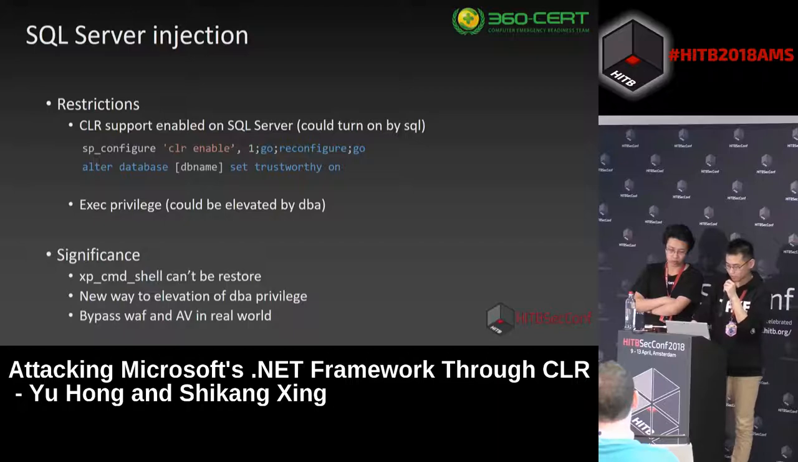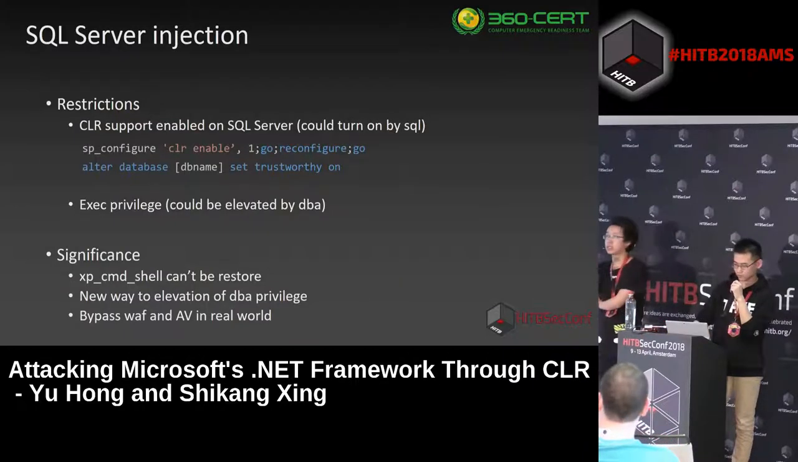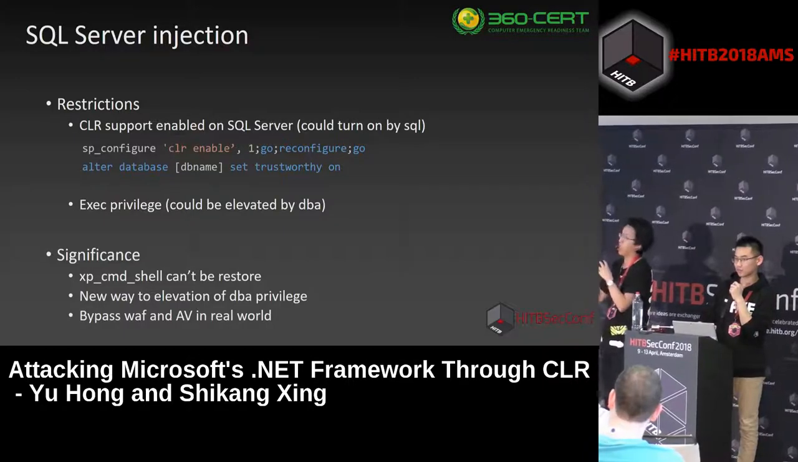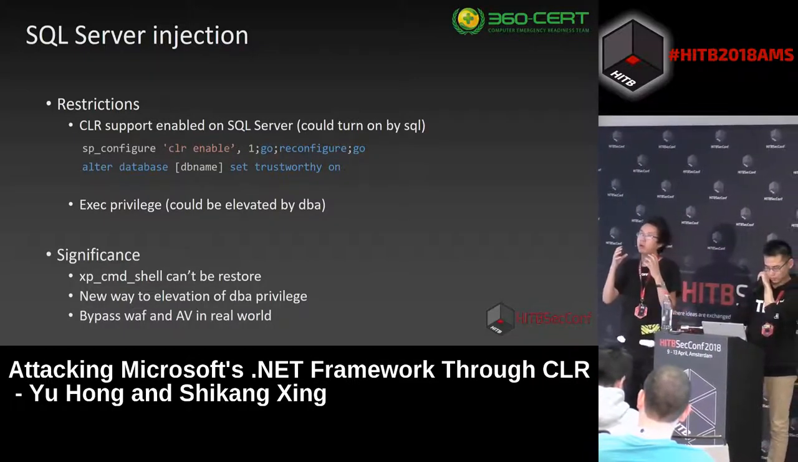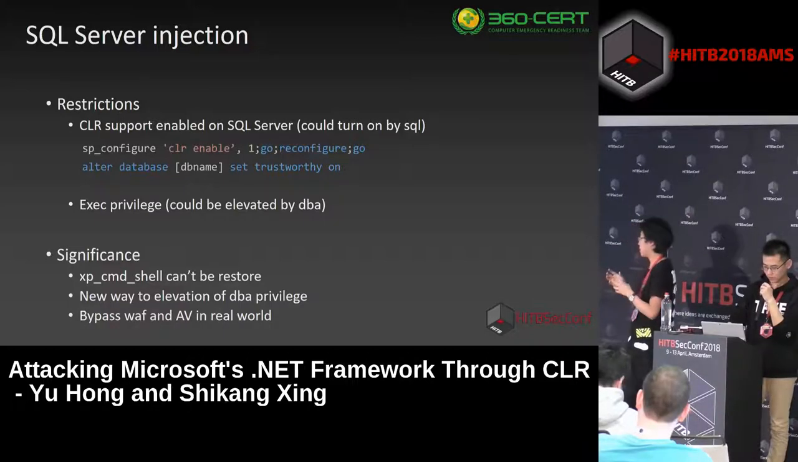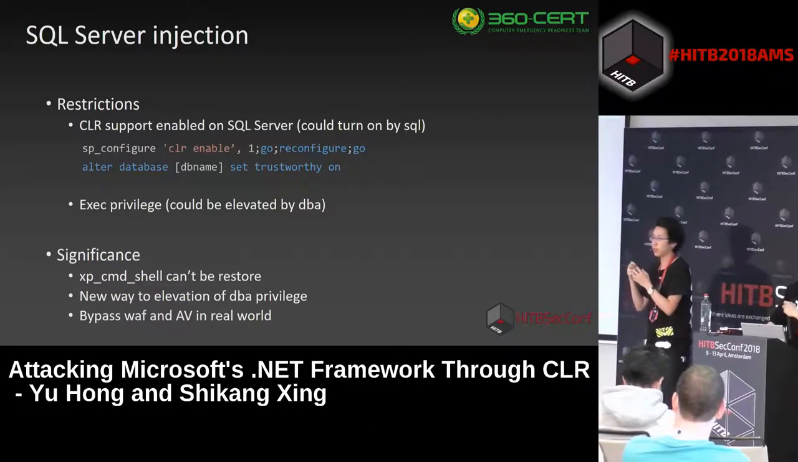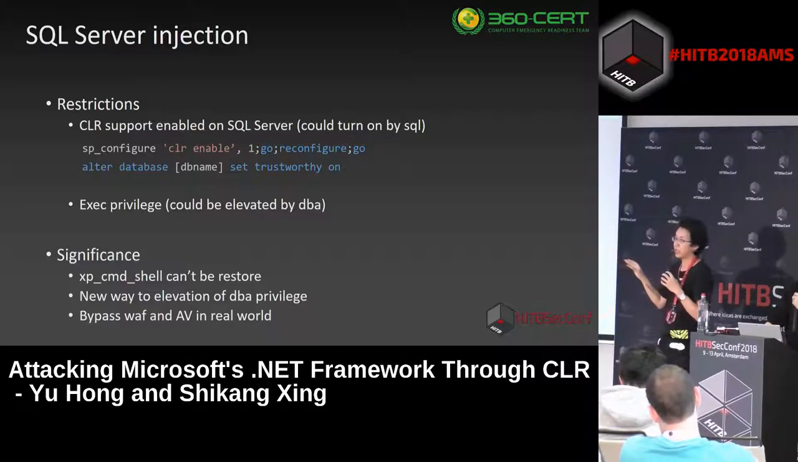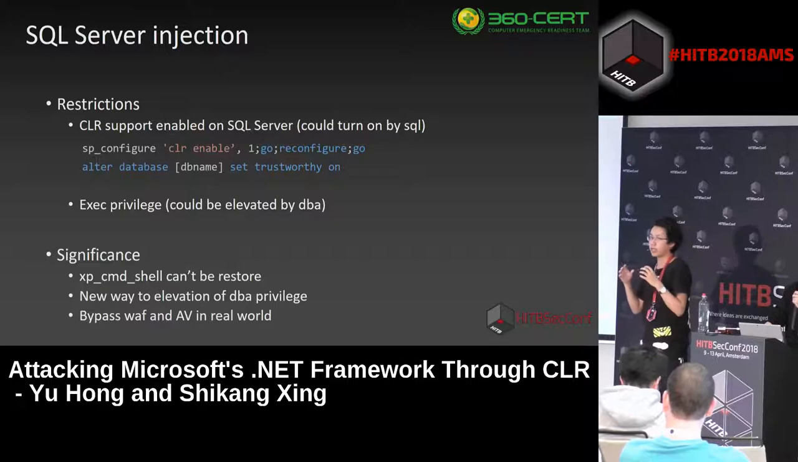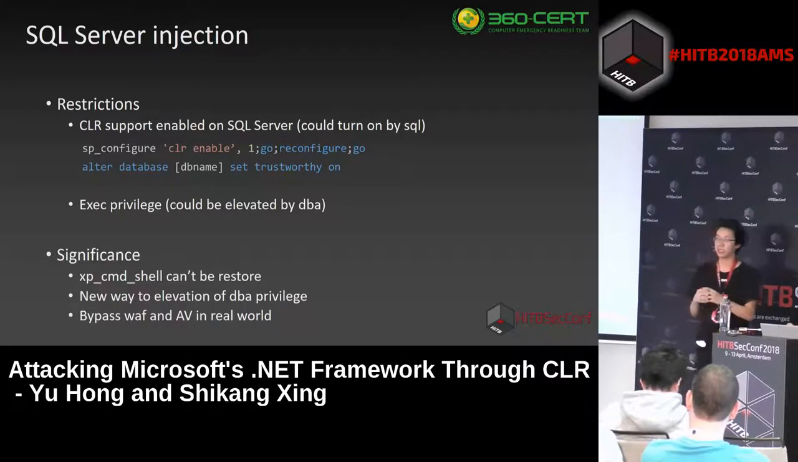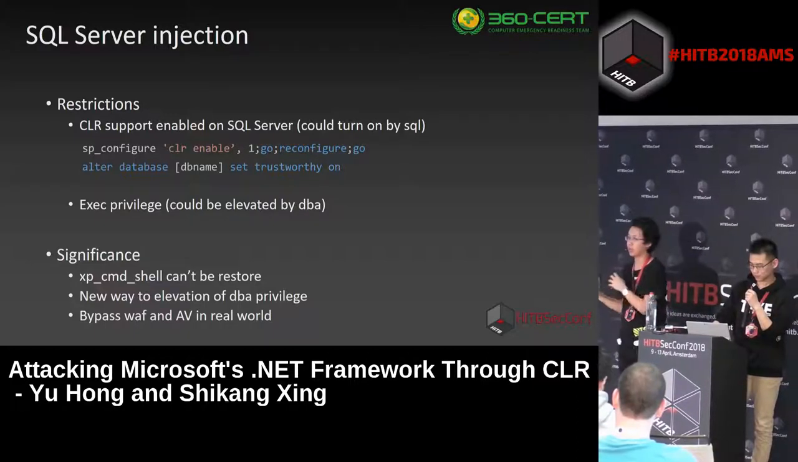The account must have execution permission. We could do an elevation of privilege to DBA. And you know, in real-world pen testing, this is very common. If xp_cmdshell can be restricted, or your SQL account is low level, you can use this method to do execution not through xp_cmdshell, and you can do some elevation of privilege to become DBA. Okay, these are the two ways you can do in this attack.